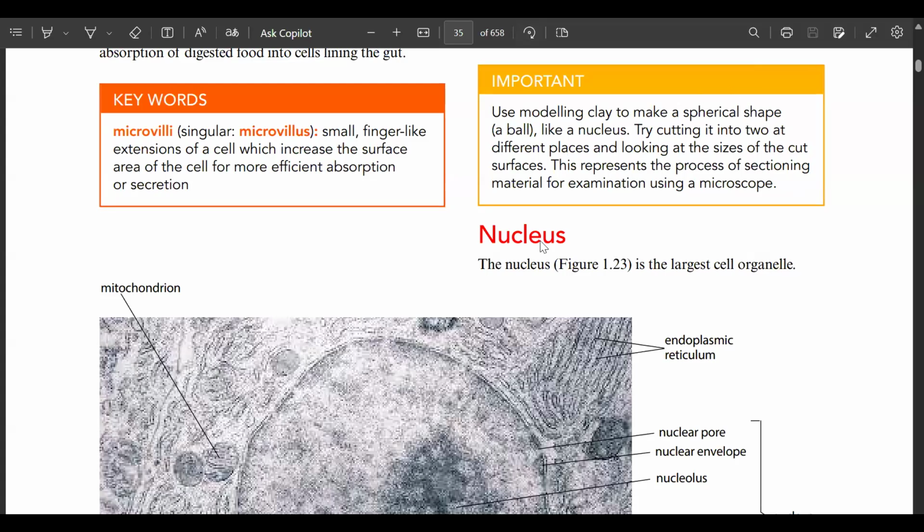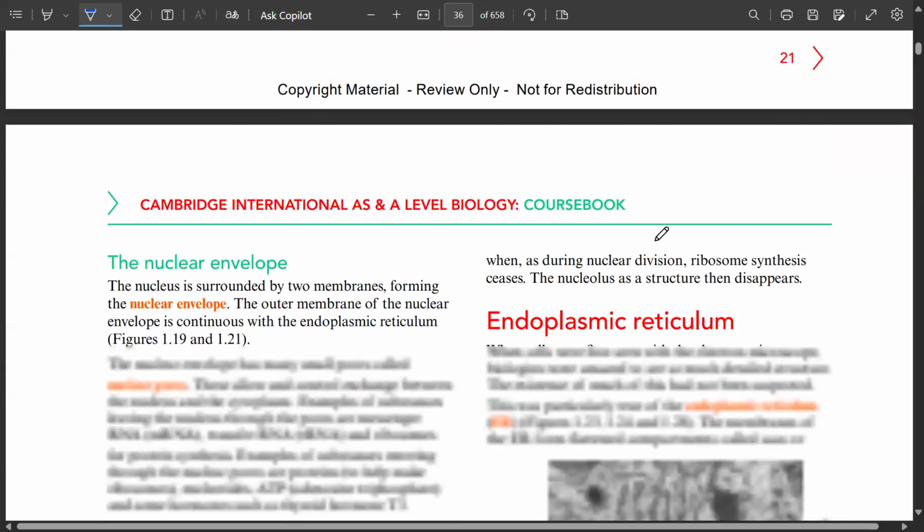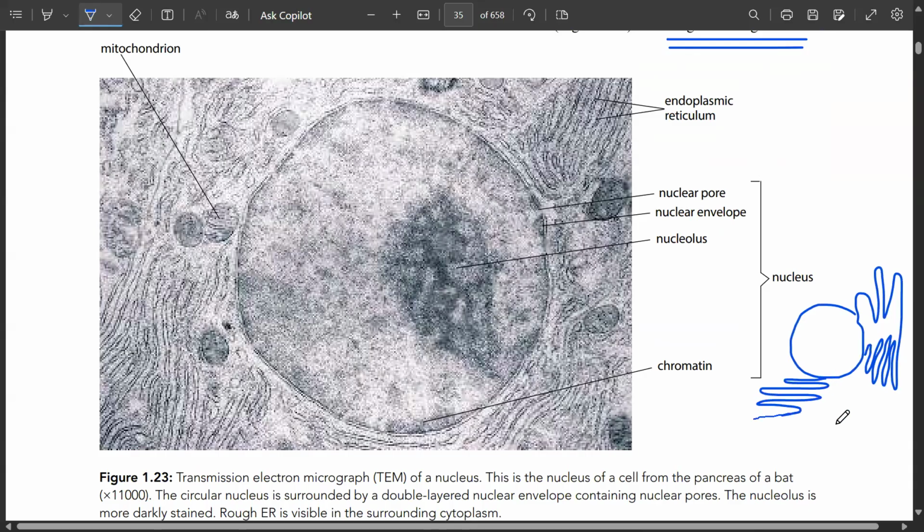So today we're going to talk about the nucleus, which is the largest cell organelle. We have discussed chloroplast and mitochondria in detail. If you look at a nucleus, this is a nucleus, and the nuclear membrane extends something like this. This is what a nuclear membrane actually looks like.